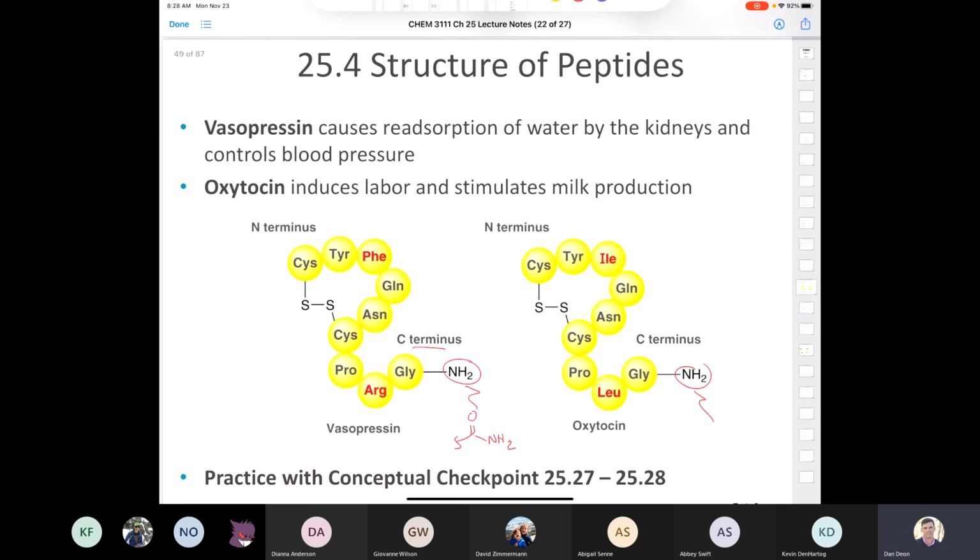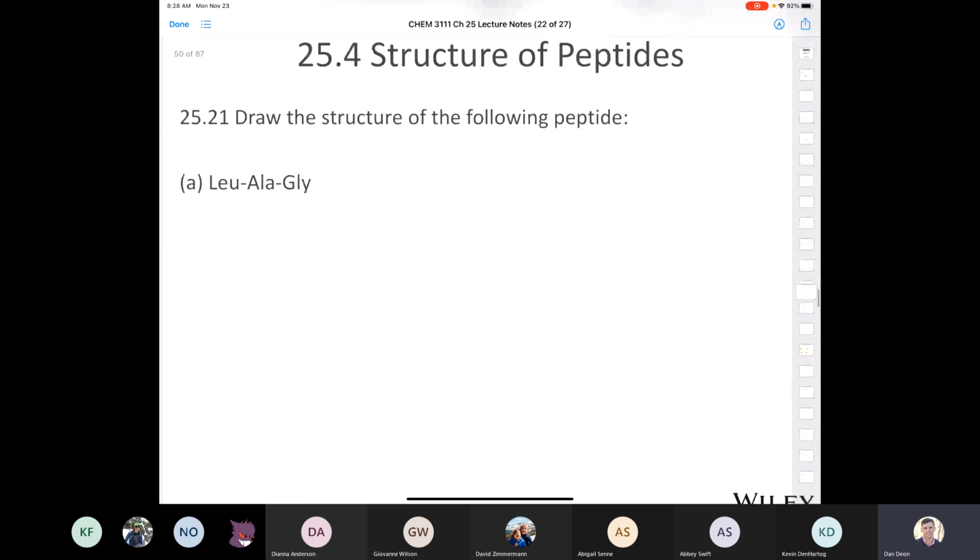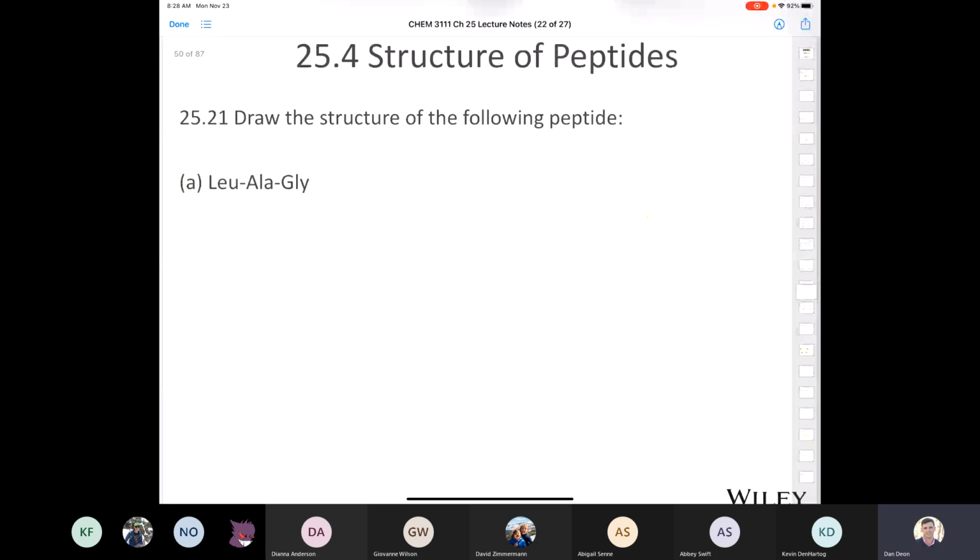All right. Well, with that in mind, let's try a problem where it says draw the structure of the following peptide. This is a tripeptide made of leucine, alanine, and glycine. And I'm going to show you the kind of quick way to draw these and to get the stereochemistry correct too. In fact, there is a skill builder in our textbook that you can look at. It goes through a problem where it asks you to draw a peptide and goes through all the steps.